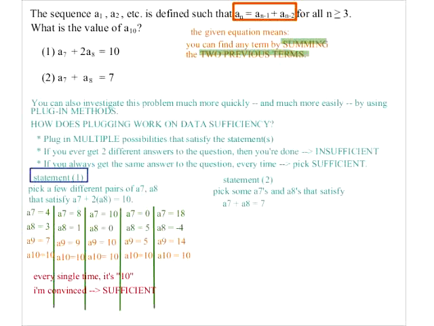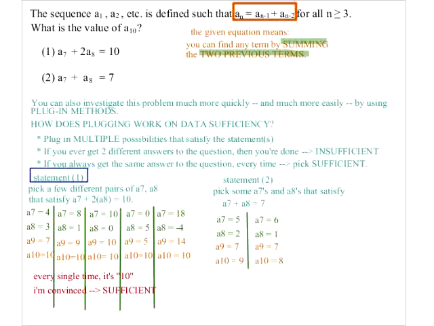So let's try a couple. You might do A7 equals 5 and A8 is 2. Or you might do A7 is 6 and A8 is 1. If you do these, okay, here A9 is 7 and A10 is 2 plus 7. Here A9 is 7, and A10 is unfortunately 1 plus 7. You're done. We do not need to try any more numbers because it's done. It's insufficient.